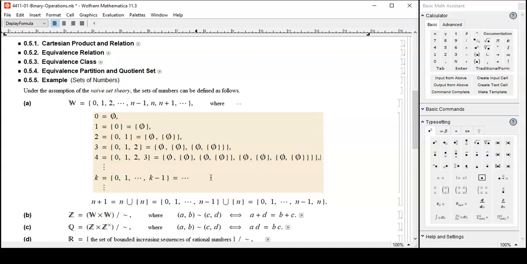Continuing, we can define k inductively as the set obtained by listing 0, 1, 2, 3 all the way up to k minus 1. And inductively, we can cover the entire set of whole numbers. The inductive definition is possible, of course, but we have to start somewhere, so that's one of the axioms of set theory, as a matter of fact.